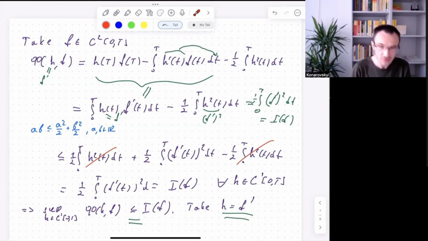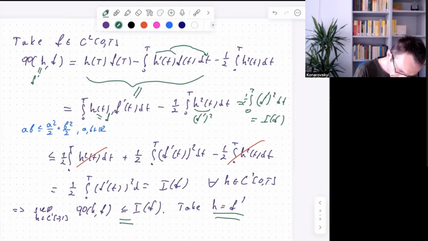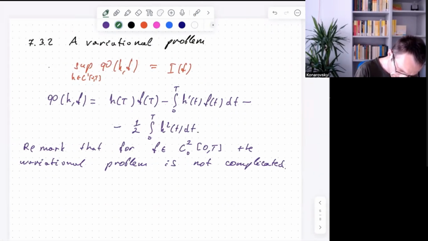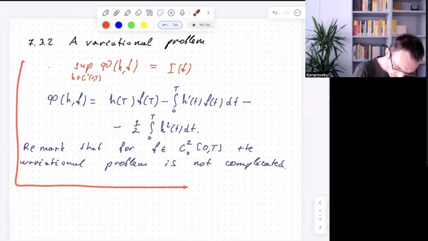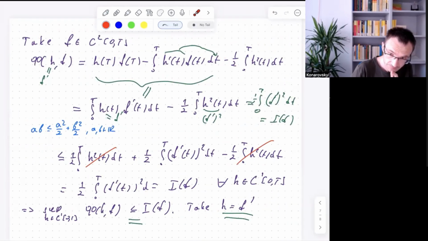And for that we will use functional analysis. In this section, because it is also done in my lecture notes, I would like to formulate this variational problem, which we want to obtain here. It is formulated as the proposition.